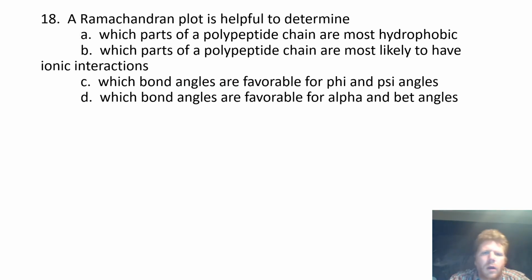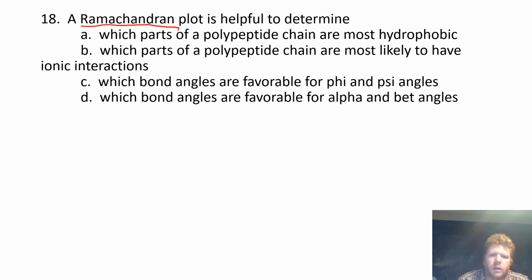Okay, now, question number 18. A Ramachandran plot is helpful to determine which parts of the polypeptide chain are most hydrophobic, which parts of the polypeptide chain are most likely to have ionic interactions, which bond angles are favorable for phi and psi angles, and D, which bond angles are favorable for alpha and that's supposed to say beta angles. Well, this is again kind of a discrete question. You just have to know what a Ramachandran plot is.